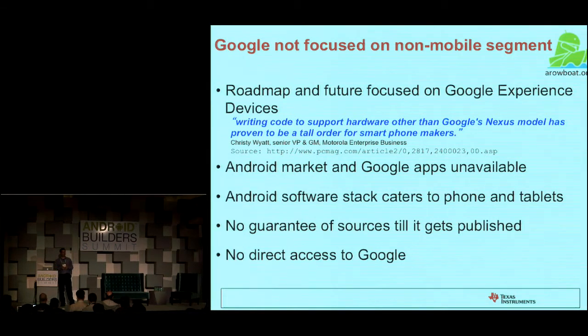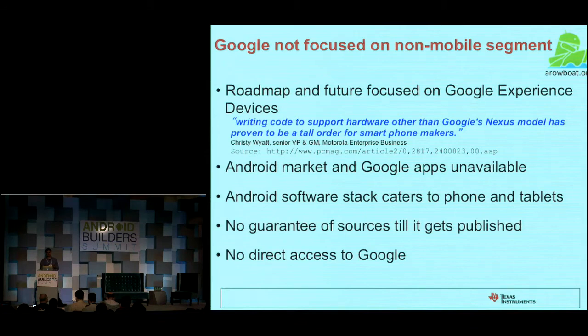But what we find is, here's a quote from Christy Wyatt at Motorola: "Writing code to support hardware other than Google's Nexus model is proving to be a tall order for smartphone makers." So even for people making smartphones, Android is getting more difficult to bring to market quickly as the system has gotten more complicated. And of course, for those of us that aren't doing mobile, we have to deal with the fact that the Android Market and the Google apps may not be available to us because there are very specific requirements for getting those.